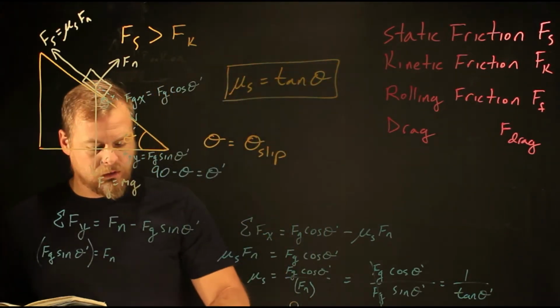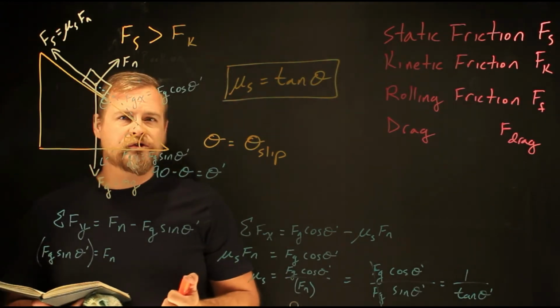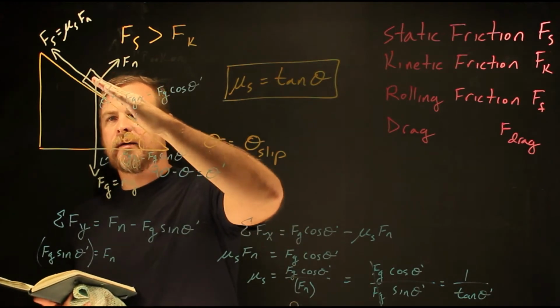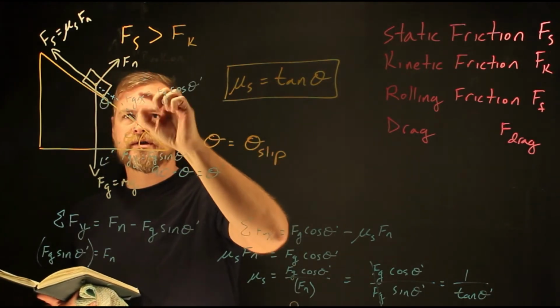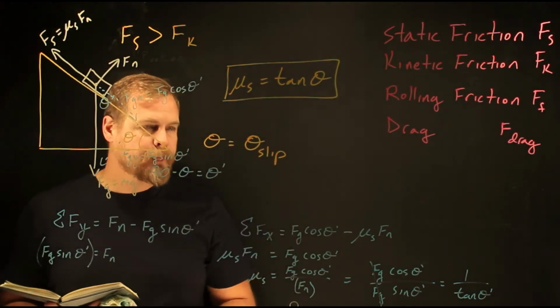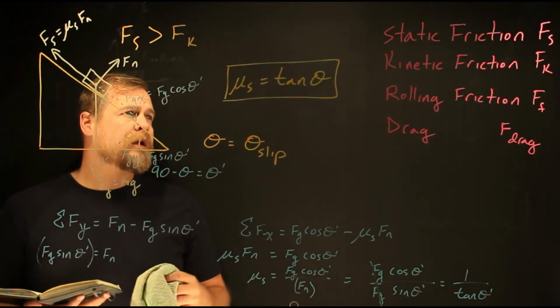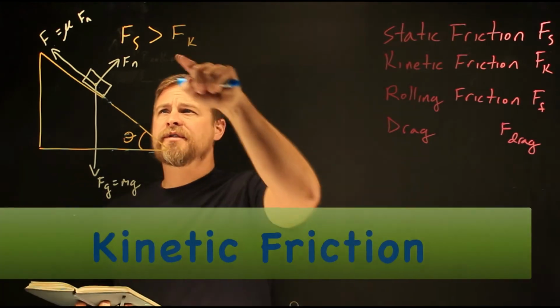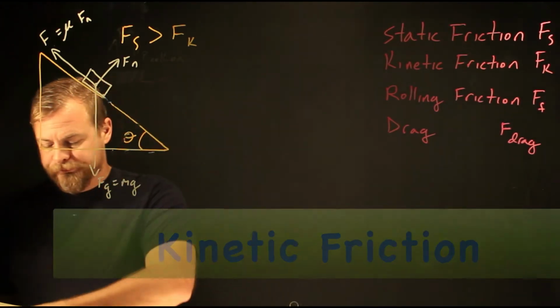And so I can solve for the coefficient that's very specific between two materials by putting it on a plane and raising it or lowering it until it breaks free and starts moving. Okay, so that is the coefficient of static friction. Kinetic friction. So kinetic friction is less than static friction.